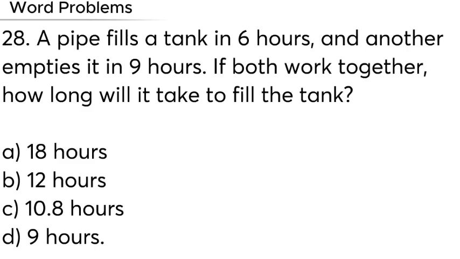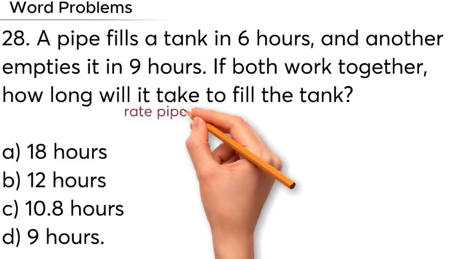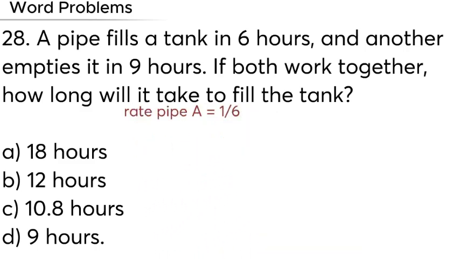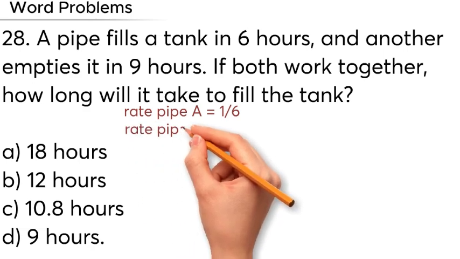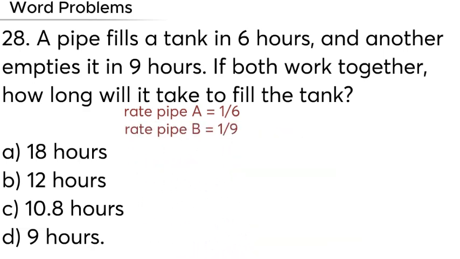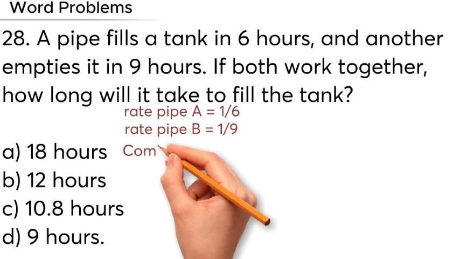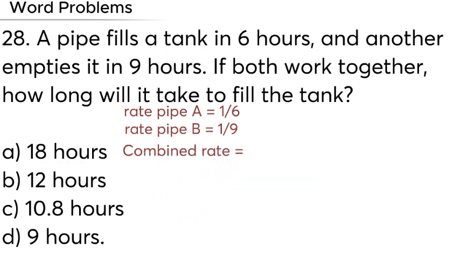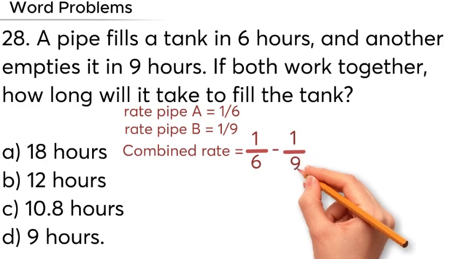Step 1 is to calculate the rates of the pipes. The rate of a pipe is the part of the tank it fills or empties in 1 hour. The rate of pipe A filling the tank in 1 hour is 1 over 6, while the rate of pipe B emptying the tank in 1 hour is 1 over 9. Next, we have to combine the rates. When both pipes work together, their combined rate is the difference between the filling rate and the emptying rate. Therefore, combined rate is 1 over 6 minus 1 over 9.